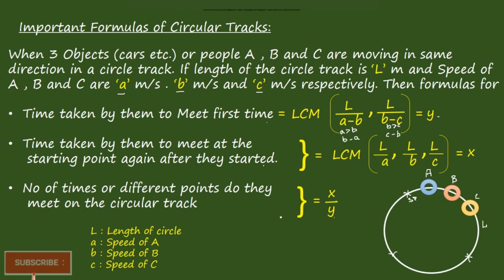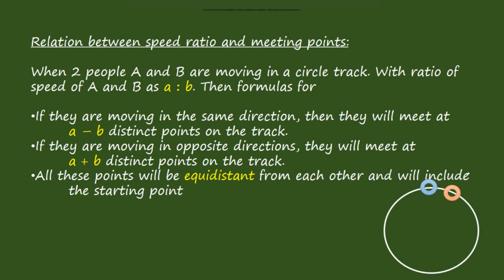Still a few more formulas are there for circular track, on the relationship between speed ratios and meeting points. We consider two objects A and B starting from a starting point, with speed ratio A is to B. The first case is when both A and B are moving in the same direction; then they would be meeting at different points.